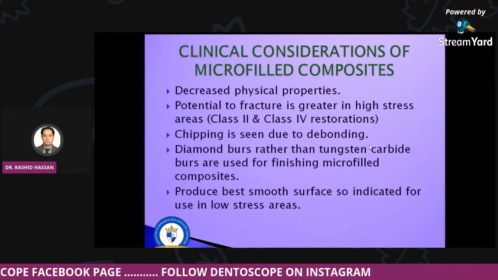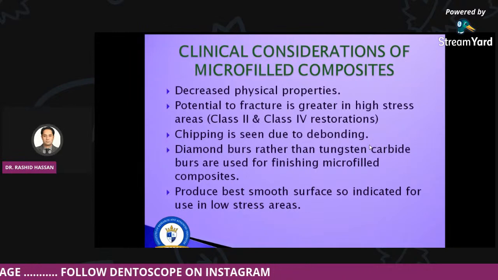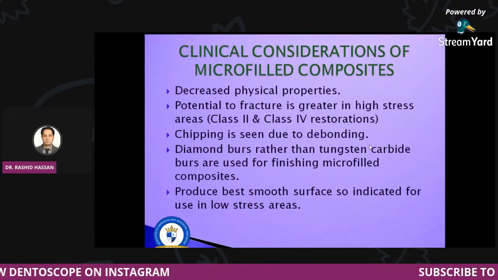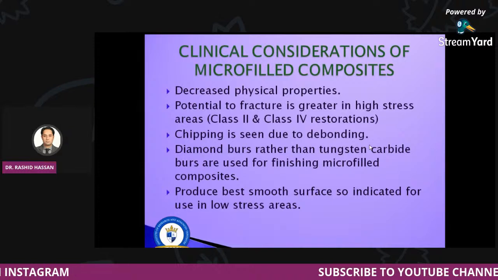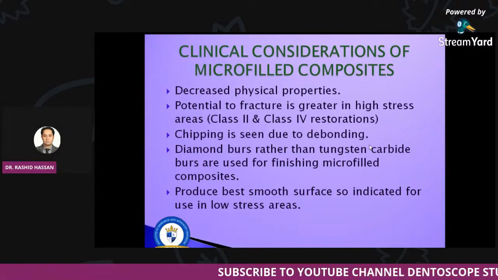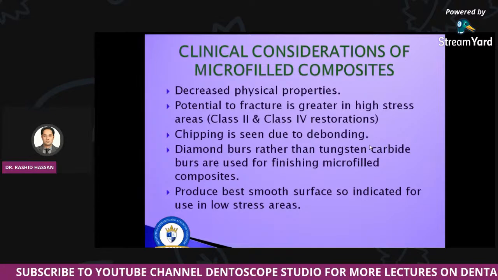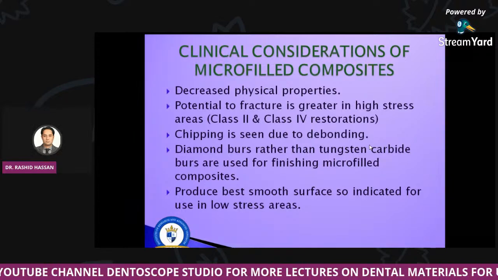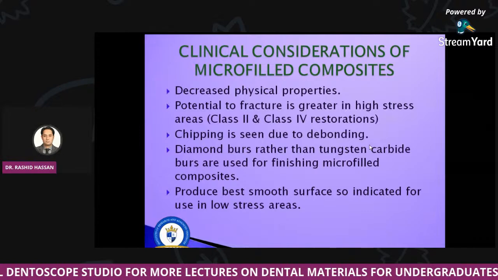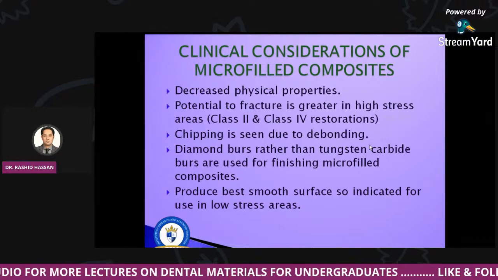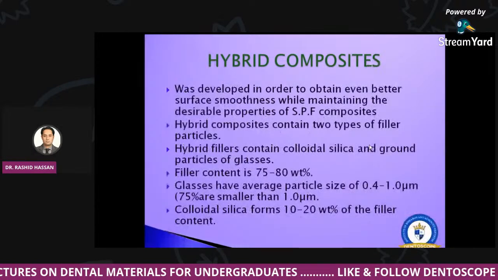Well, it produces the best smooth surface, so it is only indicated for the low stress areas. And which are the low stress areas? Yeah, class 5 cavities, which are present on the buccal third area. Well, they are your low stress area. No stress is being applied in the class 5 cavities. So we can only use microfill in the low stress area.